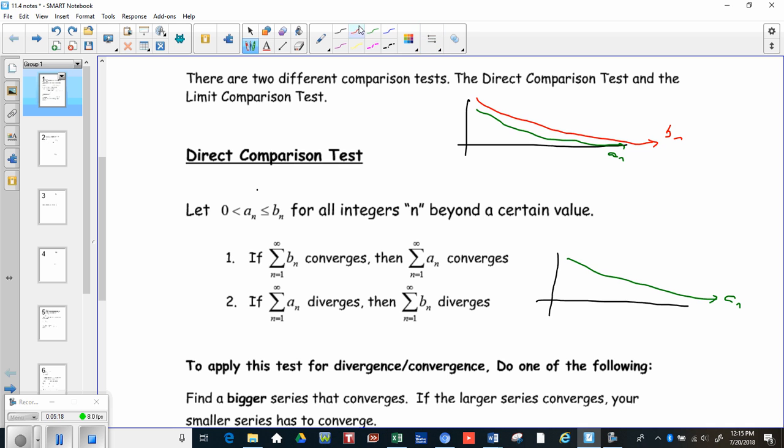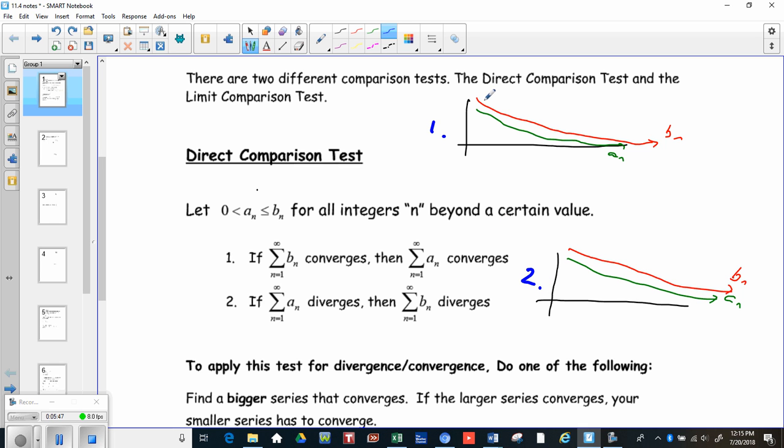So let's go ahead and put that one in red. So b sub n, which is greater than a sub n, also has to diverge. This is for number 2. So let me go ahead and label these. This is for 1. This is for 2. Case 1, case 2.